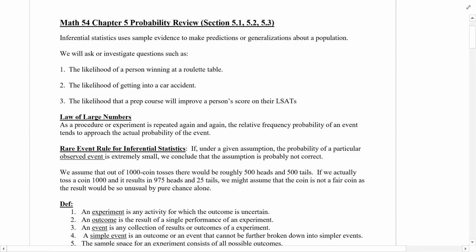Alright, so in this chapter, we're going to use inferential statistics, which uses sample evidence to make predictions or generalizations about our population. So we investigate questions such as the likelihood of a person winning a lottery, the likelihood of getting in a car accident, and the likelihood that a prep course will improve a person's score on their LSATs. So we're using sample evidence to make generalizations about a population.